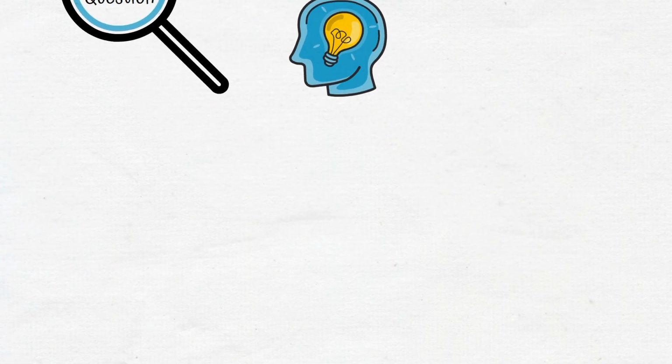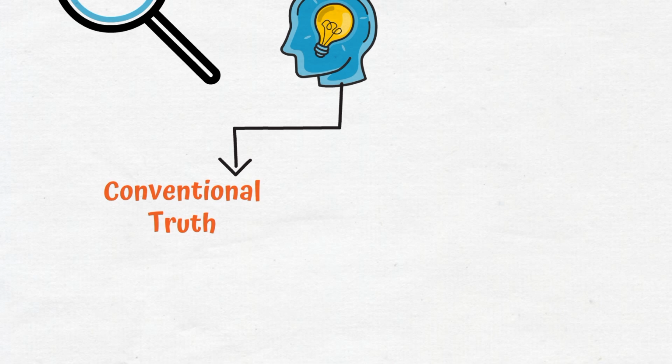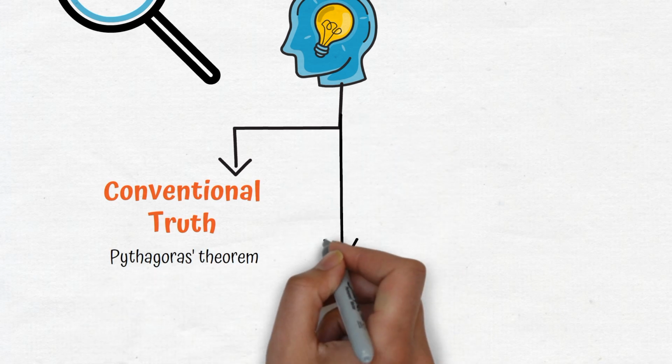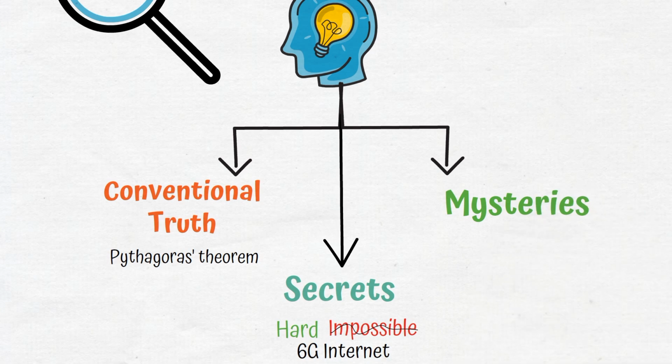There are 3 types of ideas. An idea may be a conventional truth. These are ideas that everyone knows, like the Pythagorean theorem. Or ideas may be secrets. These are things that are hard to figure out but not impossible, such as the development of 6G internet service. Mysteries. These are things that are currently impossible to figure out, like time travel.